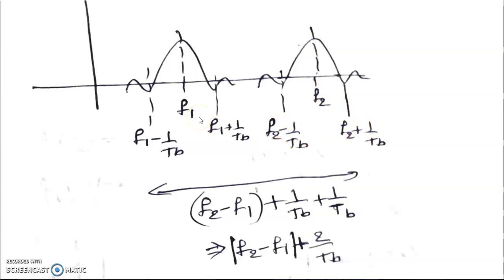Now we will see the bandwidth required. Bandwidth required is nothing but the highest frequency minus lowest frequency. Here the highest frequency is f2 plus 1 by Tb and the lowest frequency is f1 minus 1 by Tb. So (f2 plus 1 by Tb) minus (f1 minus 1 by Tb). It is nothing but f2 minus f1 plus 1 by Tb plus 1 by Tb. It is nothing but the difference between f2 and f1 frequency plus 2 by Tb, which is the final bandwidth for the FSK signal.